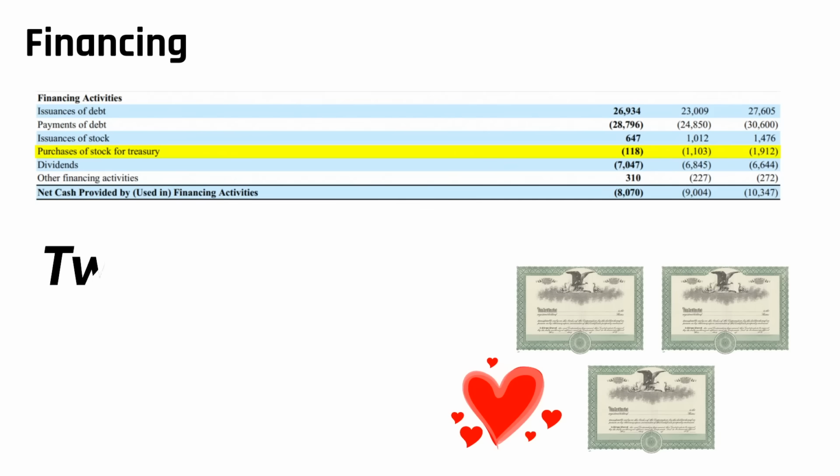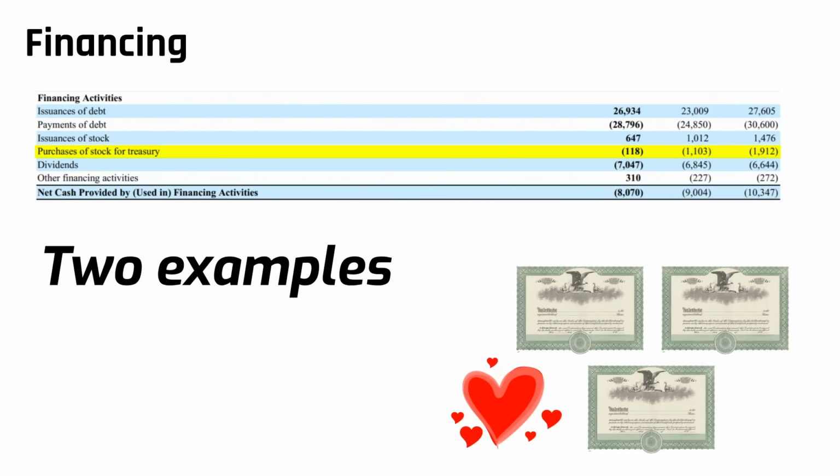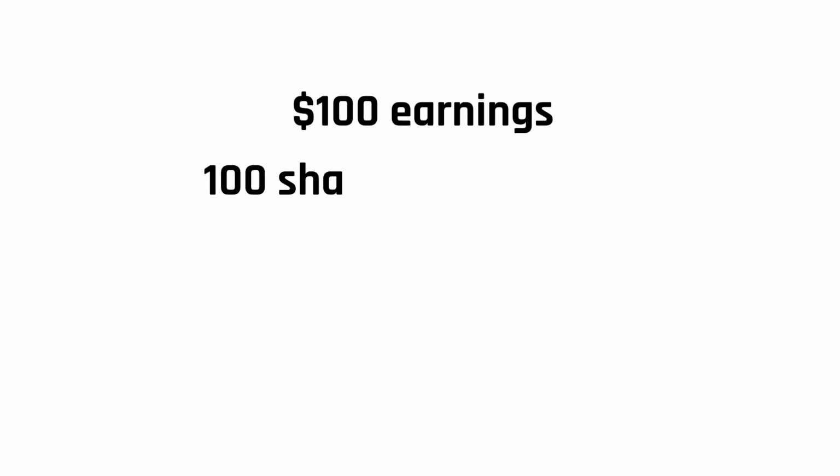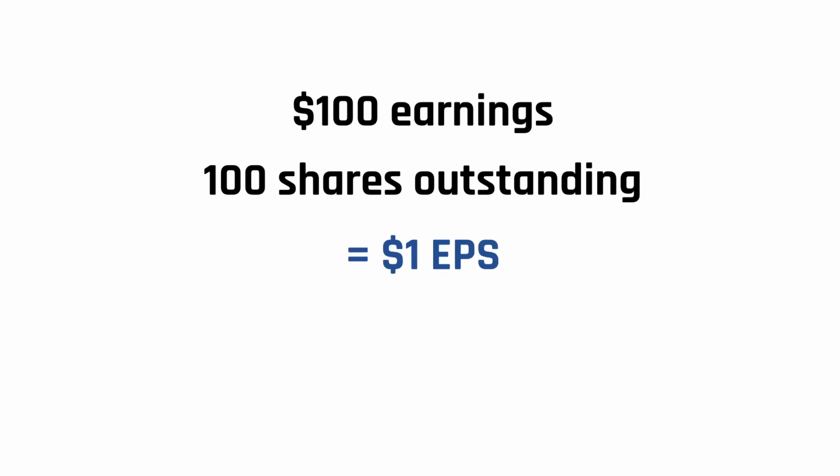I want to quickly share 2 examples of why share repurchases are so powerful. One that is high level and one that is specific to Coca-Cola. In this example, let's say we have a company that, for simplicity purposes, has $100 in earnings and 100 shares outstanding. This means that the earnings per share is $1. Now let's say the company repurchases 10 of those shares, bringing the shares outstanding down to 90. Watch how that impacts the earnings per share number.